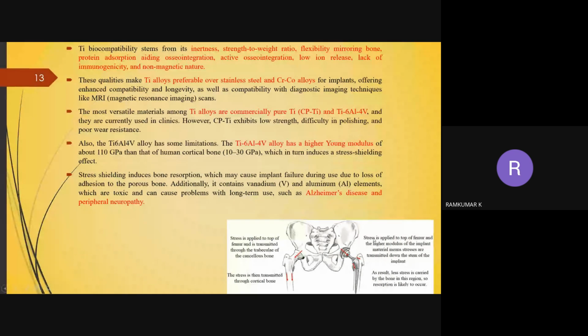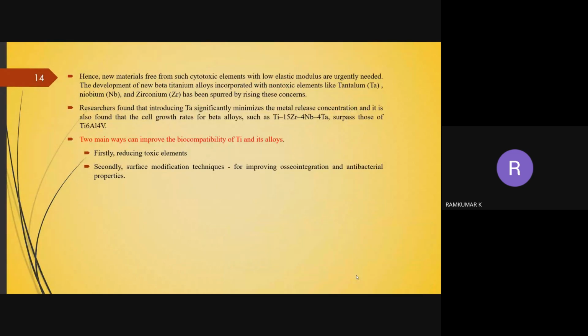So here you can see the image of the stress shielding effect. Stress shielding is nothing but, here you can see the left side, the stress is applied from the top and it is evenly distributed to the bottom bone. However, here the stress is not evenly distributed, so the lower bone will have resorption. That is, the density of the bone will get reduced. So that is the problem of the stress shielding effect. So to reduce the toxic elements, they are incorporating tantalum, niobium, and zirconium.